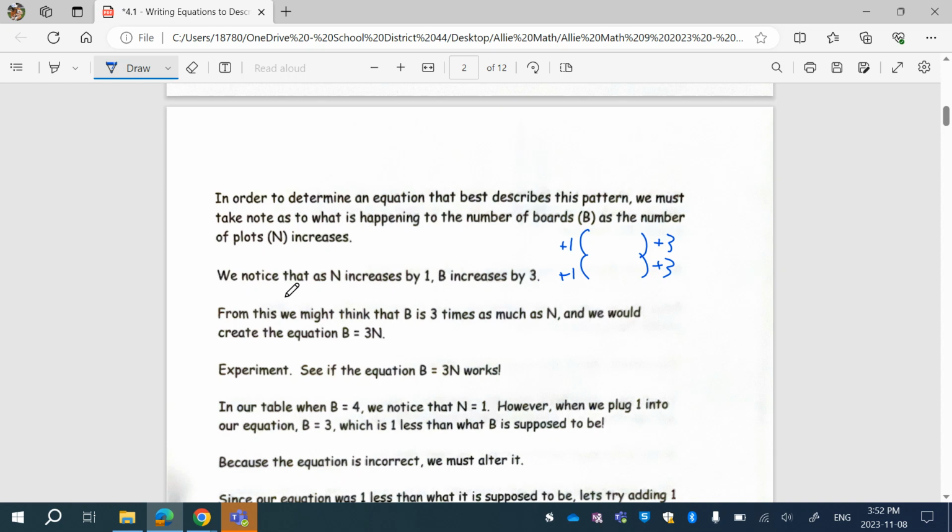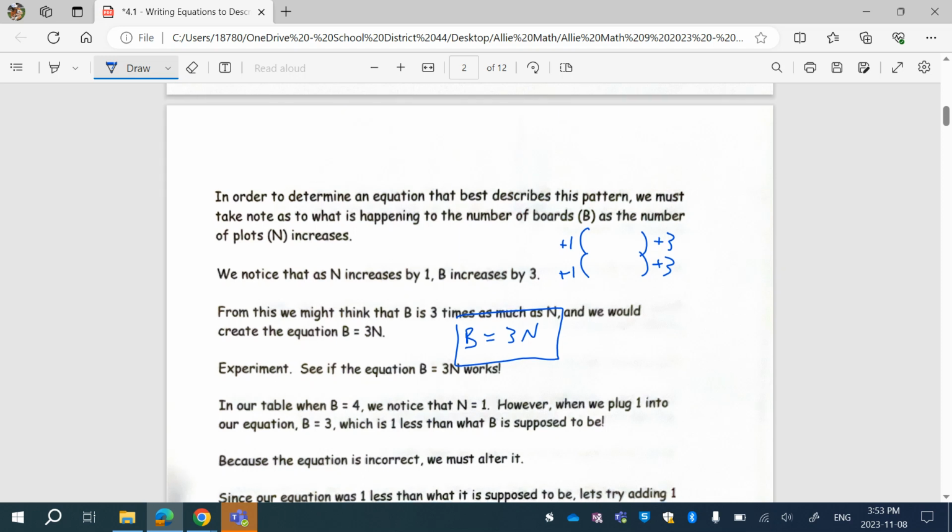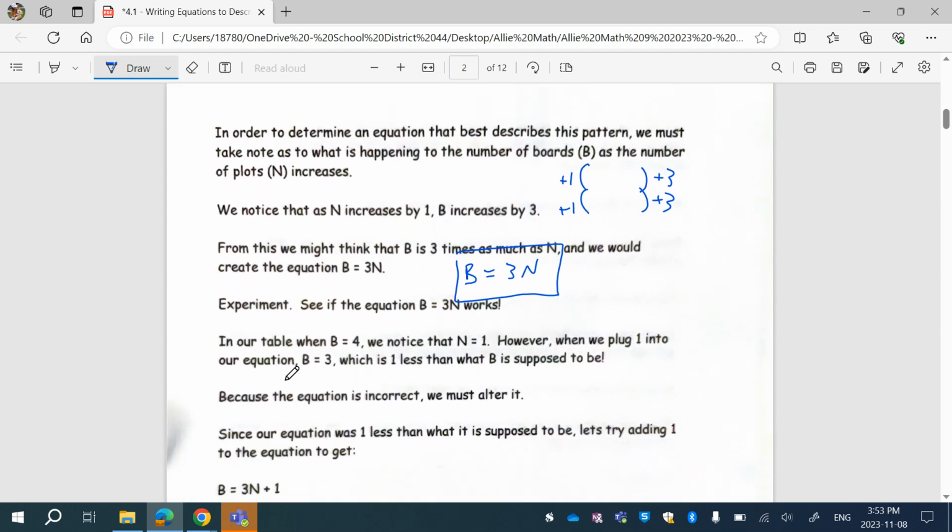From this, we might think that b is 3 times n, 3 times as much as n, as we would create the equation b equals n times 3. So we might think that it means boards equals 3 times the number of plots. Okay, that seems reasonable. For this going up by 1, this goes up by 3. Let's test out the idea that the number of boards is 3 times the number of plots. So let's do an experiment. Let's see if the equation works.